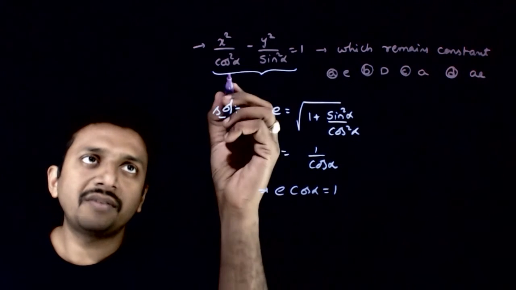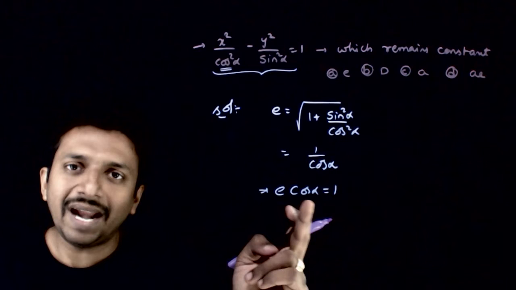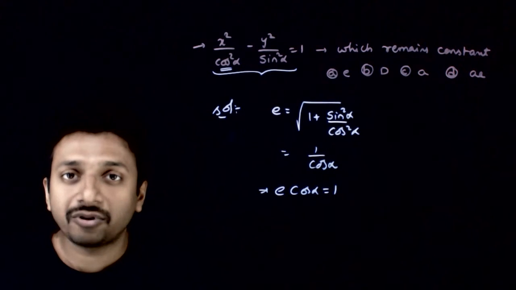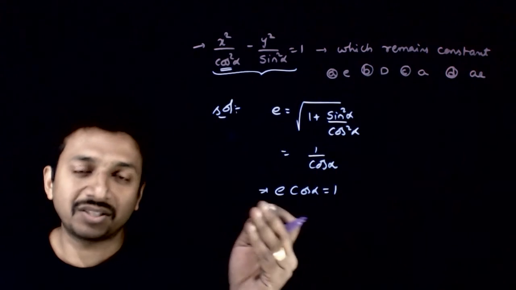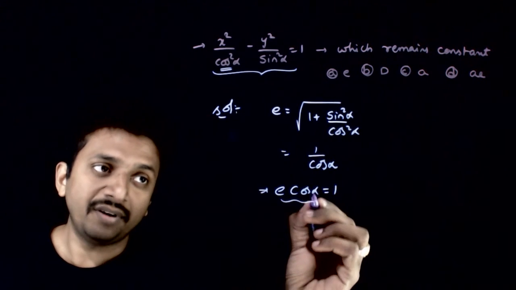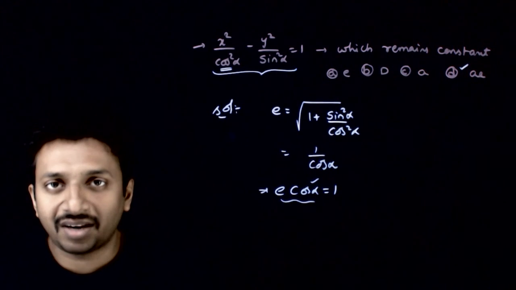And what is e cos alpha? e cos alpha is nothing but a times e, right? So a times e always remains constant. That means the coordinates of foci will always remain constant, even if alpha changes. So option D is the right answer.